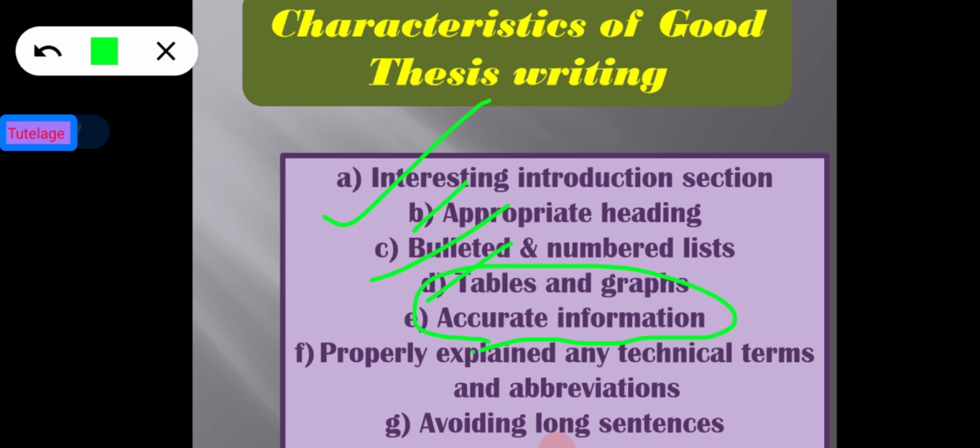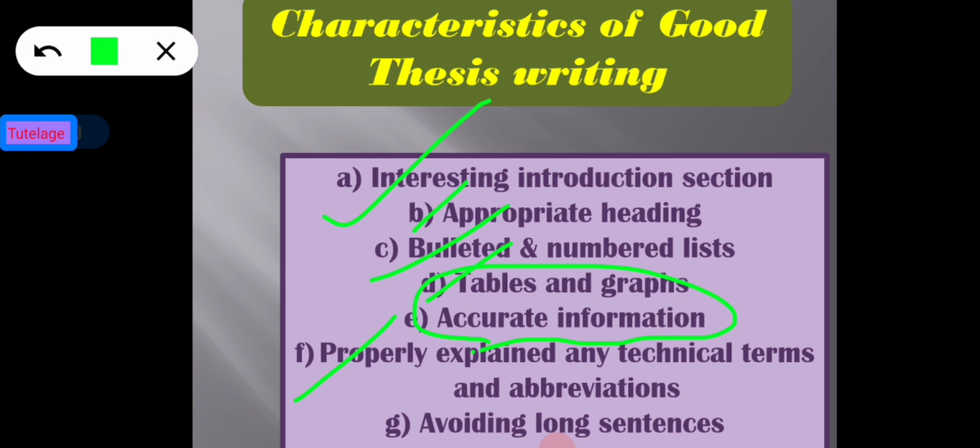It should also be easy to understand, which is also an important characteristic of good thesis writing. It should not have too many technical terms. If any technical term is used, it should be explained properly. Any technical terms which are used in your thesis or dissertation, you have to mention properly, so that the readers do not face any problem in understanding the technical terms.